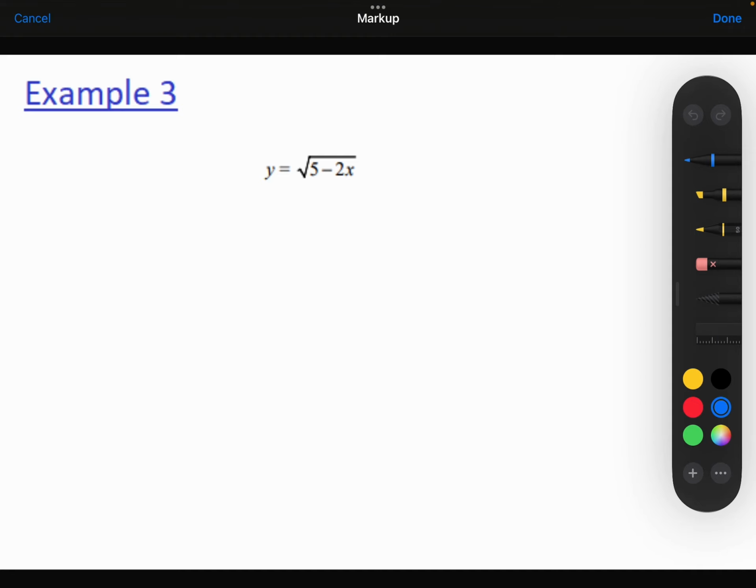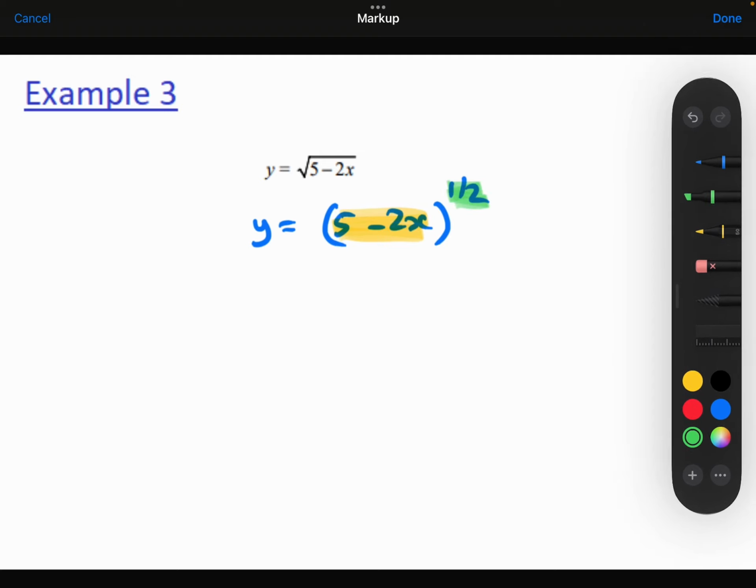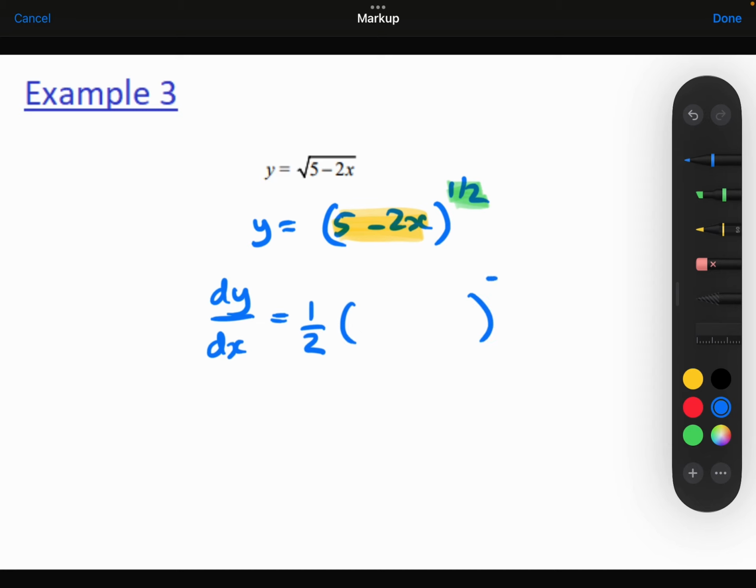We have got the 5 minus 2x inside the square root. Now we know to differentiate the square root, we're going to rewrite that as a power of 1/2. We've got 5 minus 2x inside the square root function. So we're going to differentiate the outside first, which means we're going to times by 1/2 and take 1 away from the power.